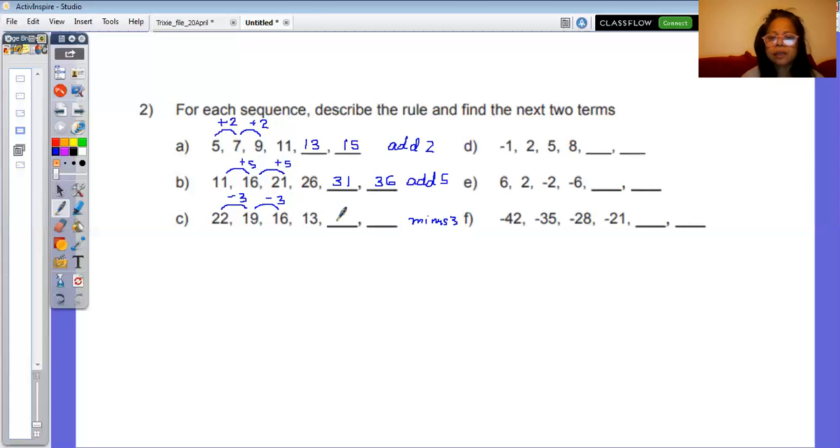So we do that here. So that we do 13 take away 3 is 10. 10 take away 3 is 7.